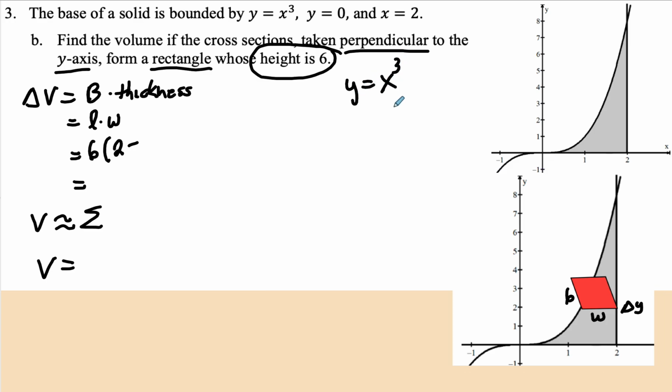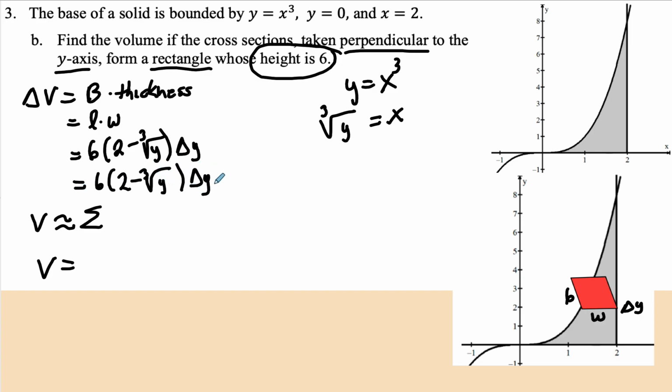I need to solve for x here. So x equals the cube root of y. So this will be the cube root of y. And then the thickness we decided is delta y. So now this will be 6 times the quantity 2 minus cube root of y, delta y. And that would be a representation of this kind of slice, like a bread slice. And then the summation will be all of these slices. And the volume will be the integral.